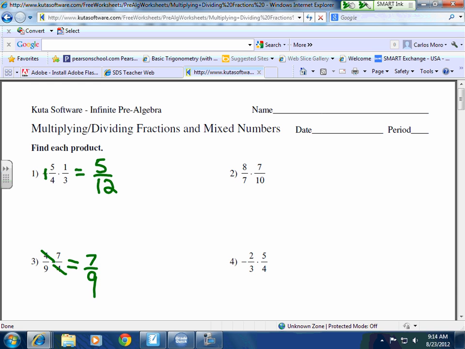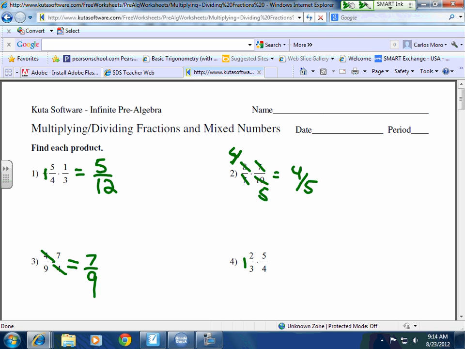How about 8/7 times 7/10? First of all, cross divide the 7's, and then very good, Christian. 2 goes into 8 4 times. And 2 goes into 10 5 times. So that's 4/5. Excellent job.